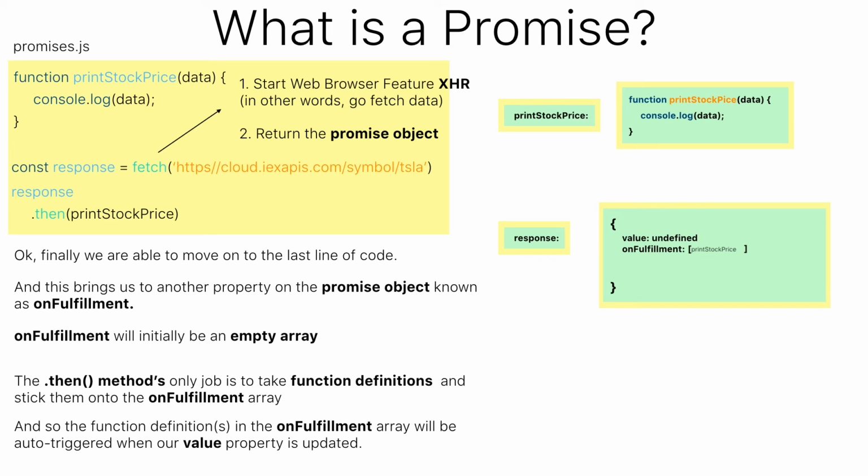And so the function definition or definitions in the onFulfillment array will be auto-triggered when our value property is updated. Value will be passed into my function as the input when value is updated.